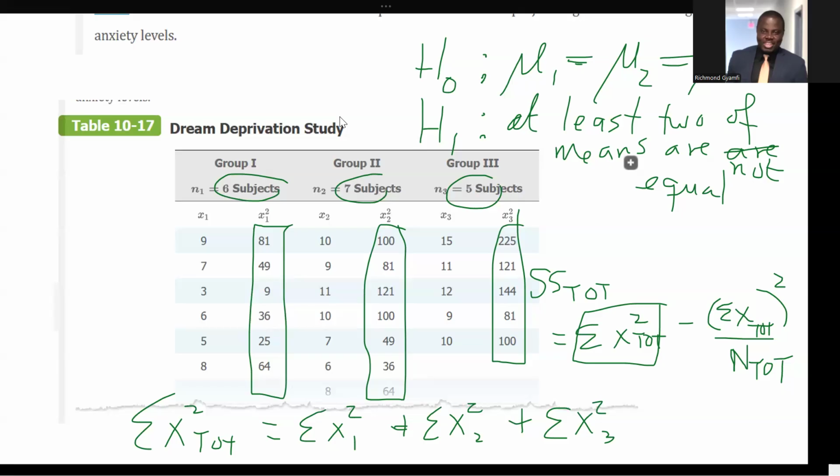So add all 3 together, and I'm going to get, let's see, 1,486.